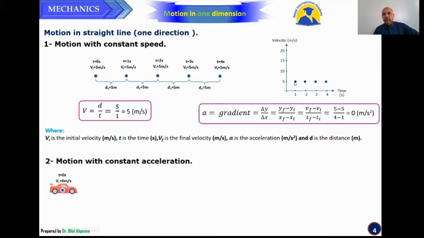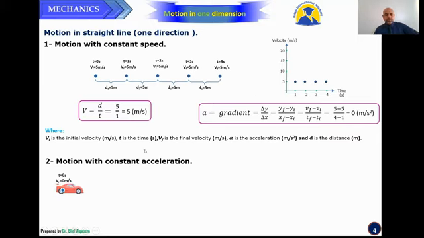If we take 2 points, for example, this one and this one, the t initial will be 1, the t final will be 4, the v initial will be 5, the v final will also be 5. This will be 5 minus 5 divided by 4 minus 1, which equals 0. So we don't have acceleration. This means we don't have an increase or decrease in the velocity.